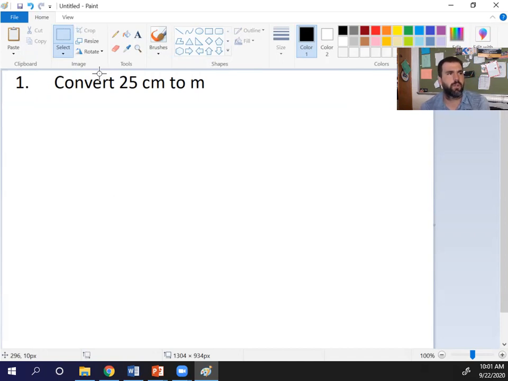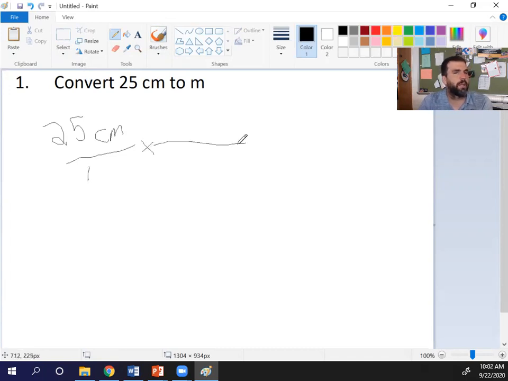So what was our first step? Converting. What's our first step? Take what you know and put it over 1. So what do I know in this problem? I have 25, so I'll put 25 centimeters over 1. I'm going to multiply, okay?